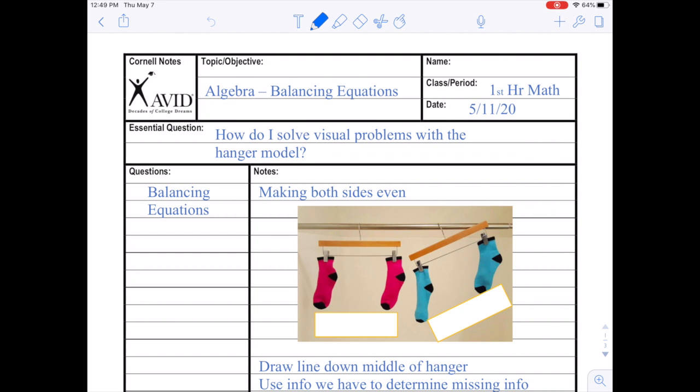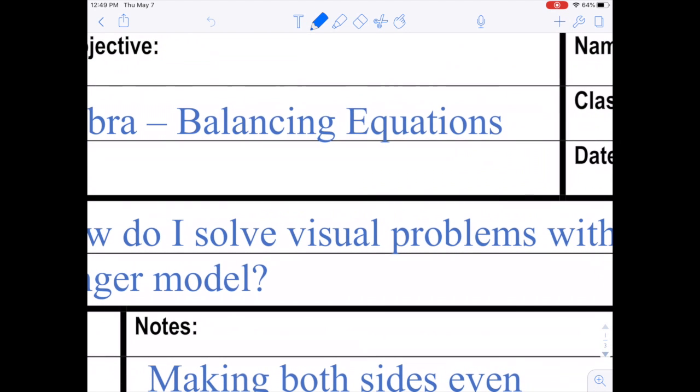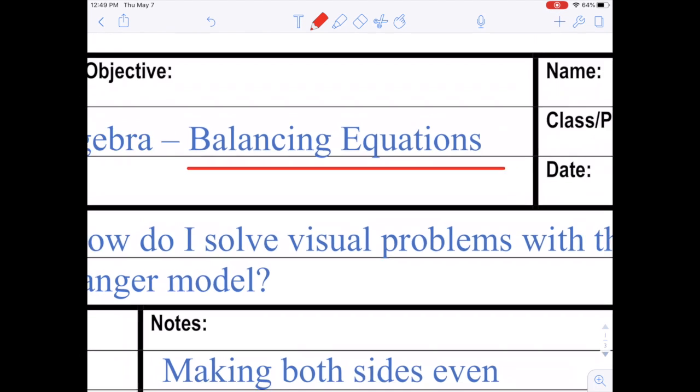Good morning, math students. Today we are going to start getting into a unit that kind of cycles back to something we talked about earlier in the year, especially with our guest teacher, Mr. Joel, and that's around balancing equations or solving equation problems with variables.